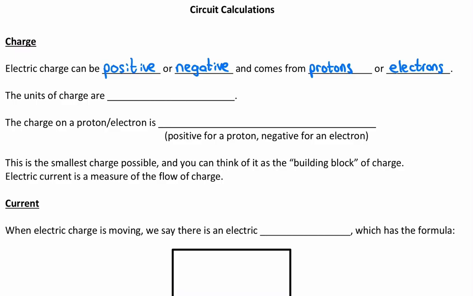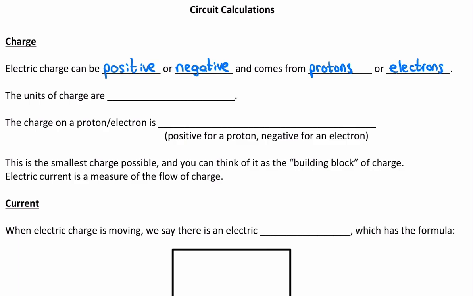So protons and electrons aren't just two things that happen to have charge. They are basically the reason for charge. Everything that has charge has either protons or electrons, and that's what gives it its charge.